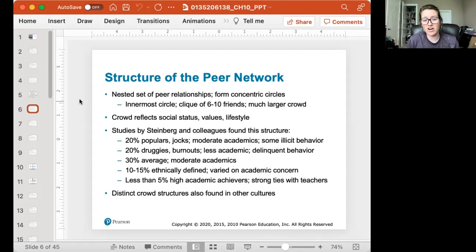Studies by Steinberg and colleagues found this structure. 20% of that crowd is populars, jocks, moderate academics, and some illicit behavior. 20% druggies, burnouts, less academic, delinquent behavior. 30% average, moderate academics. 10 to 15% ethnically defined, varied on academic concerns, and less than 5% are academic achievers with strong ties with teachers. Distinct crowd structures are also found in other cultures.